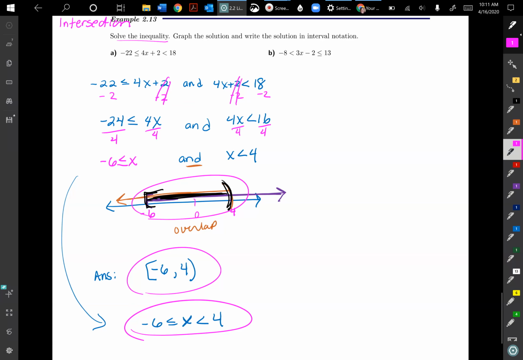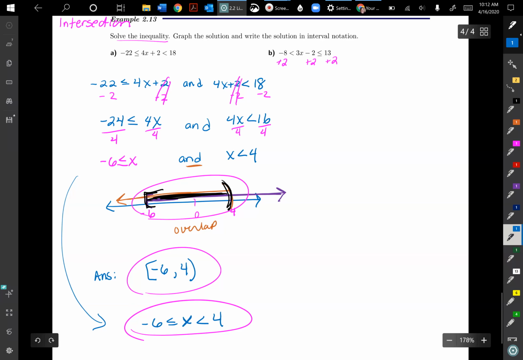So B, I'm going to do a little bit differently. I'm going to take a shortcut and do it all kind of simultaneously as I work instead of in separate pieces. So if you're comfortable with that, go for it. Okay, so here's -8 less than 3x minus 2 less than or equal to 13. And so I want to add 2 to both sides. Gotta isolate my variable term. Or actually I should say all pieces, right?